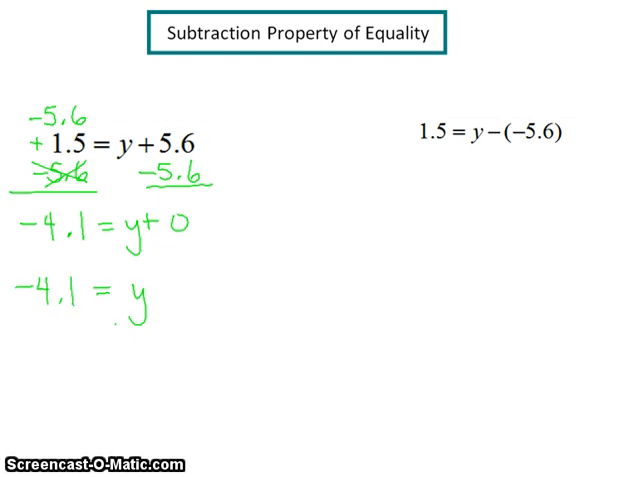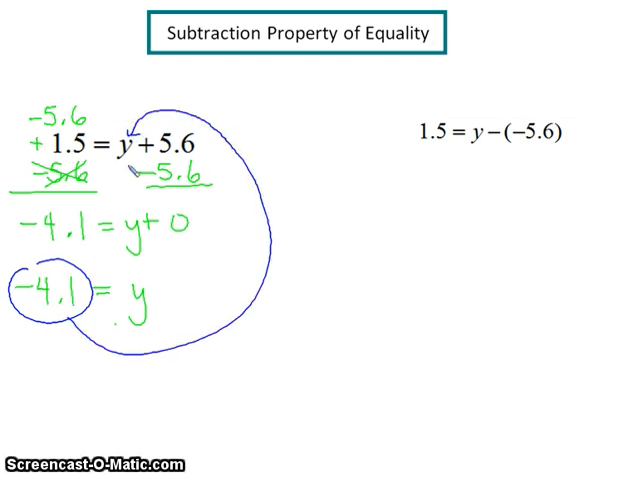And if I want to check my work, I can substitute negative 4.1 in for y and see if the equation is actually balanced. Recall that if you have minus a negative, that's the same as saying plus. Okay, it's like saying negative 1 times negative 5.6. So this is y plus 5.6 is equal to 1.5. So I can solve that the same way as this other equation.